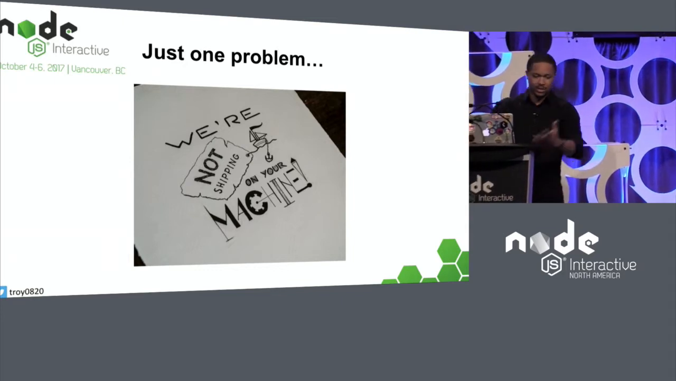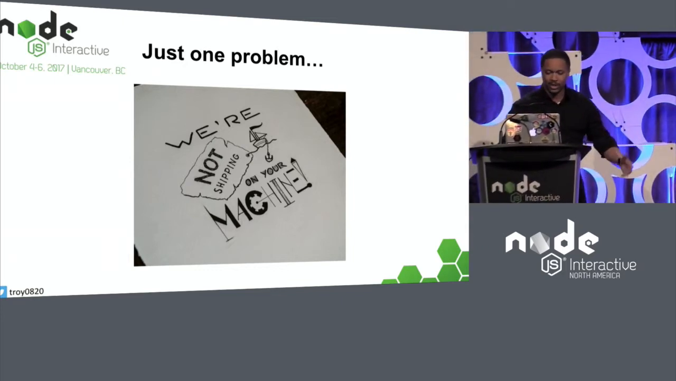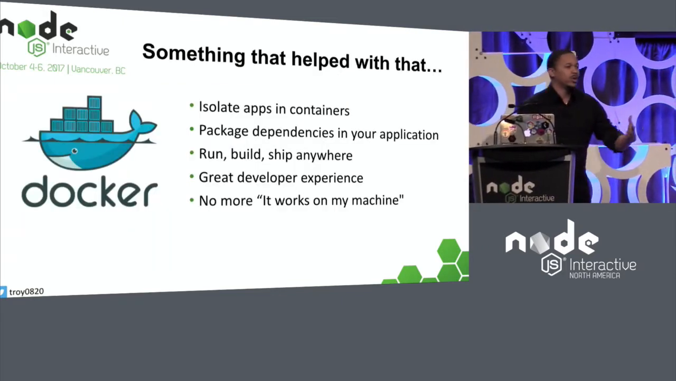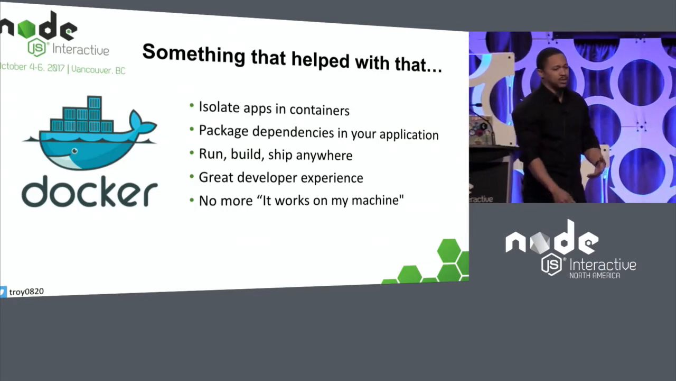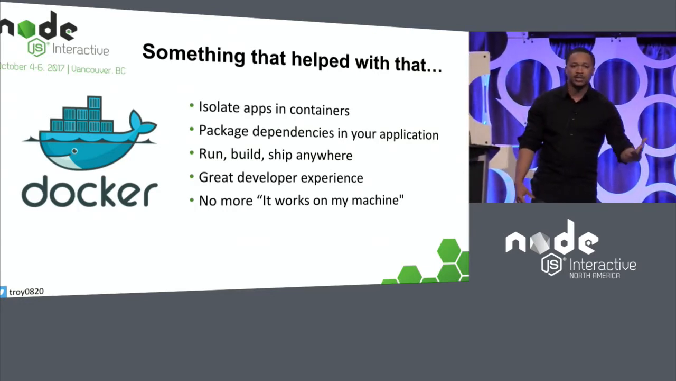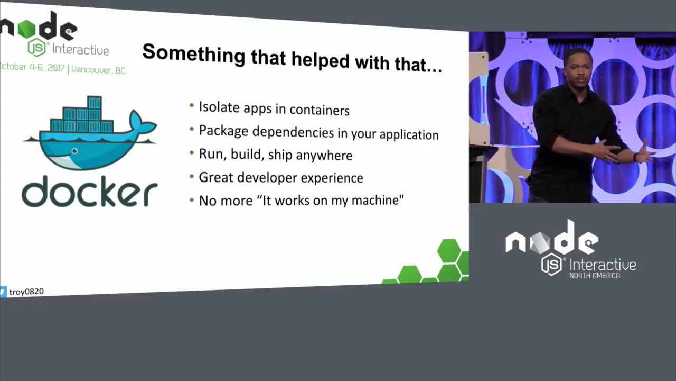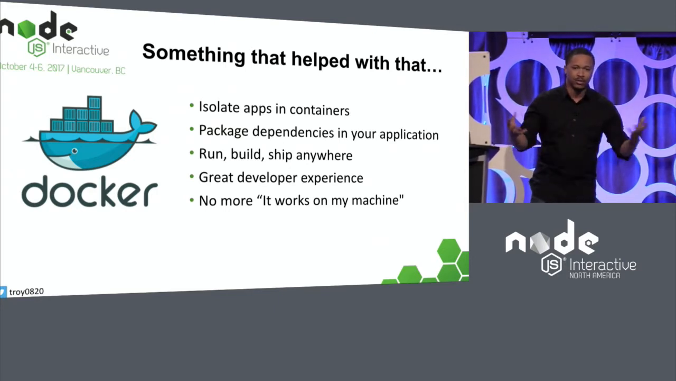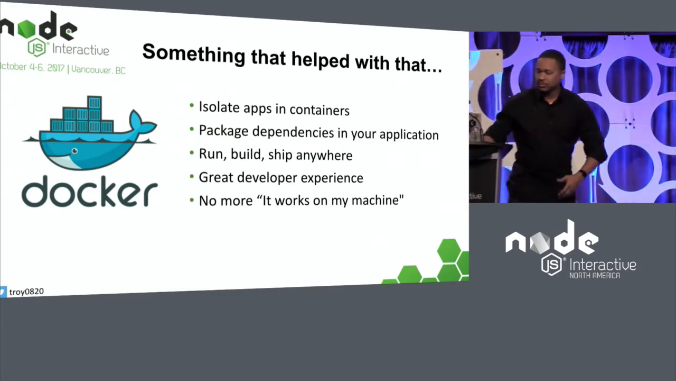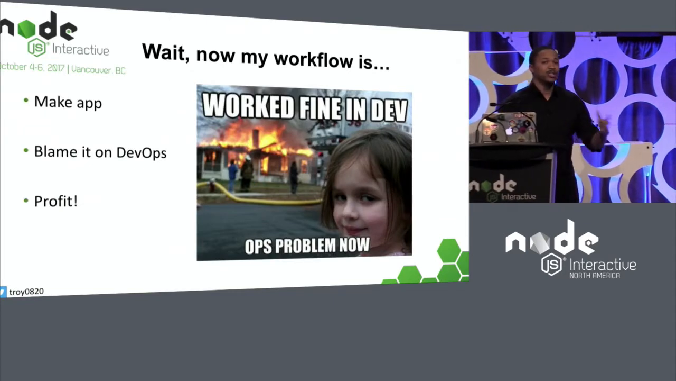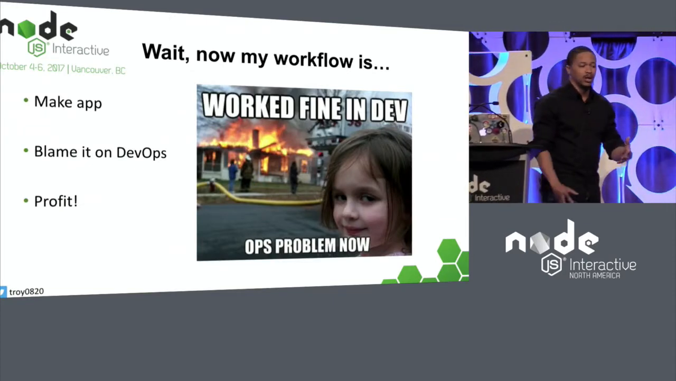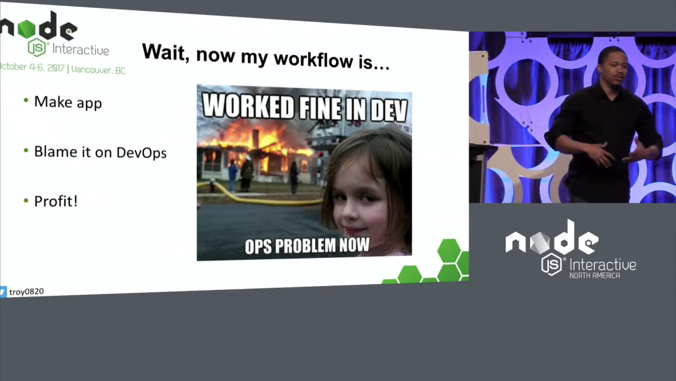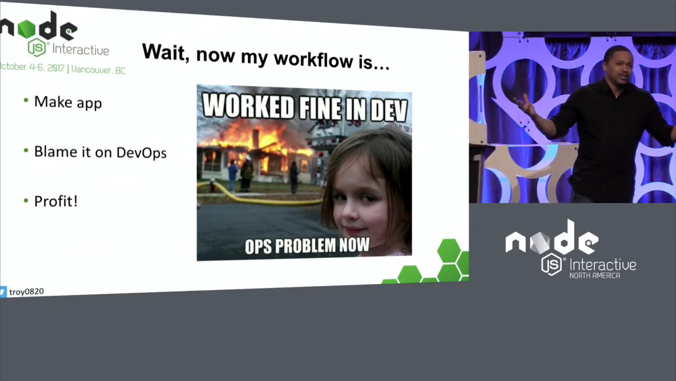If I could give you this and put it in the cloud, we'd be all set, right? But we came up with tools, and something to help with that was Docker, because it isolates apps in containers. You pretty much make a build, put it anywhere you have Docker installed, and it's going to work, right? So now you can't use that excuse. But now your workflow is: you make your app, you blame it on DevOps, and you profit.